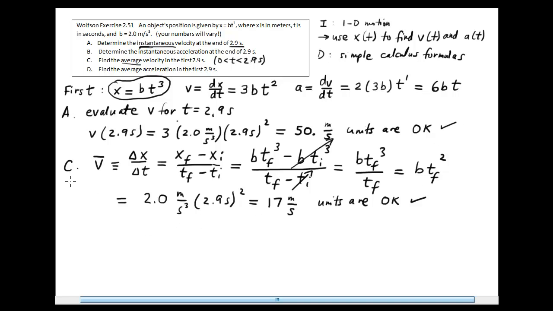But if you understand how to do average values and you understand how to do instantaneous values, then any kind of problem like this will be easy for you to do. You'll have to do this problem yourself with the numerical values that are given in your problem, and you'll have to also work out parts B and D. But hopefully this is a good illustration of how to use very simple calculus formulas to treat problems involving one-dimensional motion.